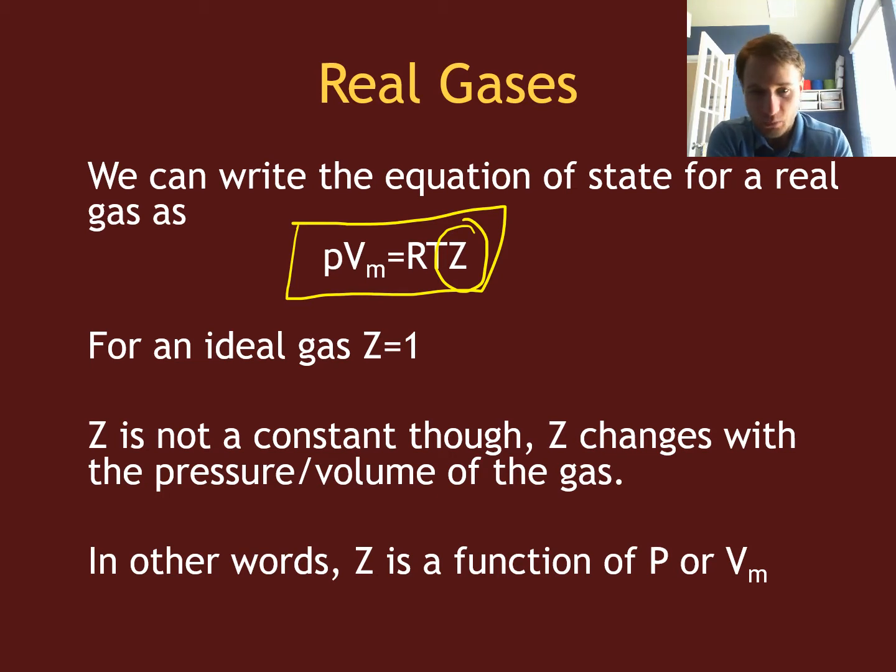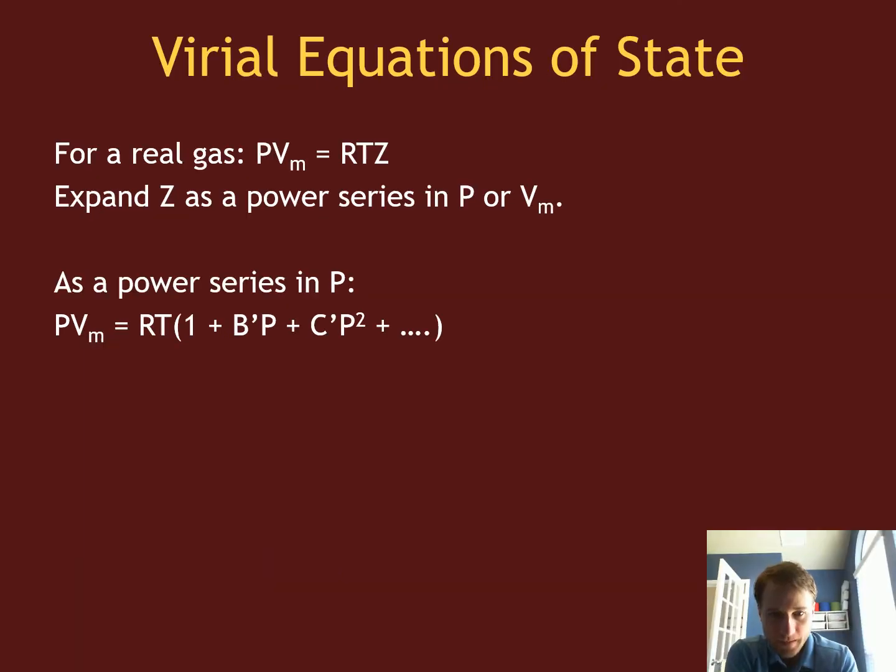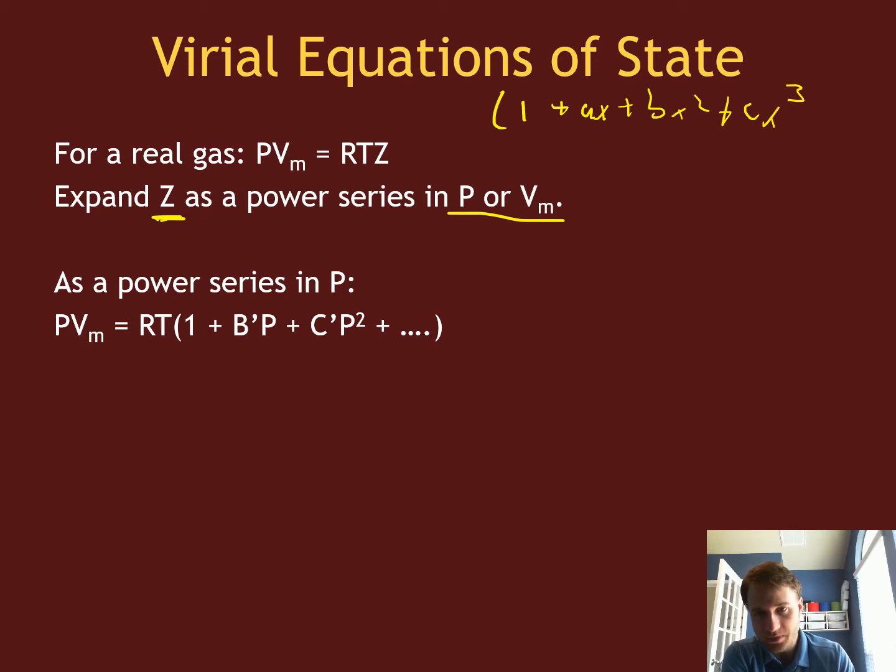And so what we can do here is expand Z as a power series in terms of pressure or volume. As a reminder, a power series is something like 1 plus ax plus bx squared plus cx cubed, and so on and so forth. That is a power series of x, where it's just a series of values of x to different exponents.